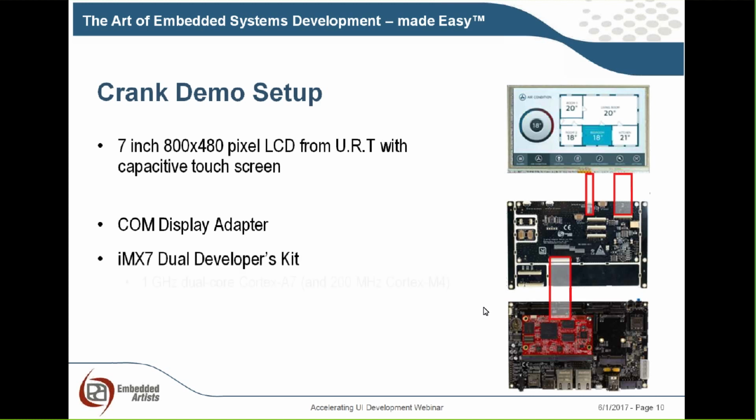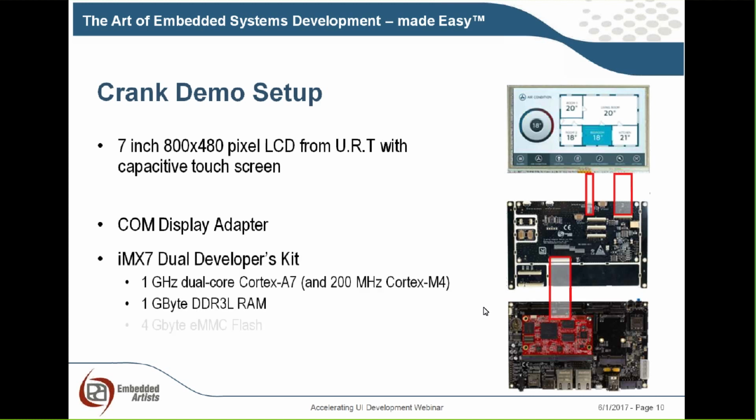And then we have an i.MX 7 dual developers kit, and that is quite a powerful processor with a dual core Cortex-A7 that runs at 1 GHz. There is also Cortex-M4, but that's not used in this demonstration. We have 1 GB of LPDDR3 RAM and 4 GB of eMMC flash. And also there is a 1 gigabit Ethernet interface on this board.